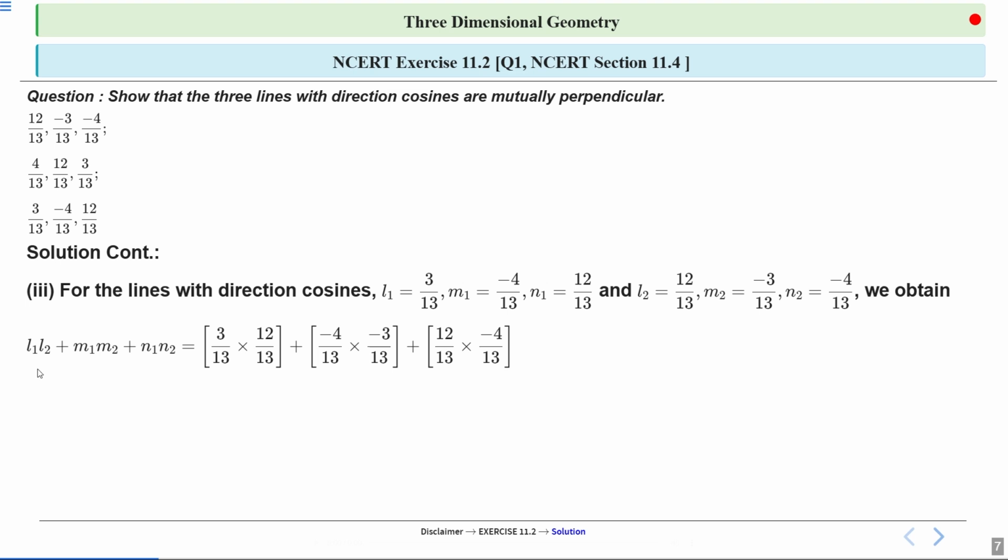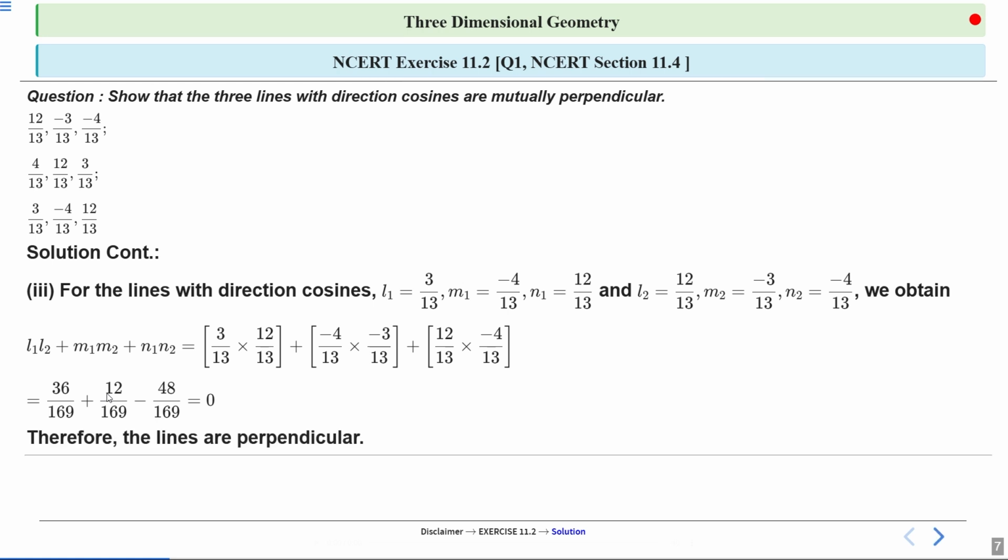plus N1 times N2 equals 3 over 13 times 12 over 13 plus minus 4 over 13 times minus 3 over 13 plus 12 over 13 times minus 4 over 13. So now let's calculate. When we add these up, 36 plus 12 minus 48 divided by 169 is 0. So the third and the first lines are also perpendicular.